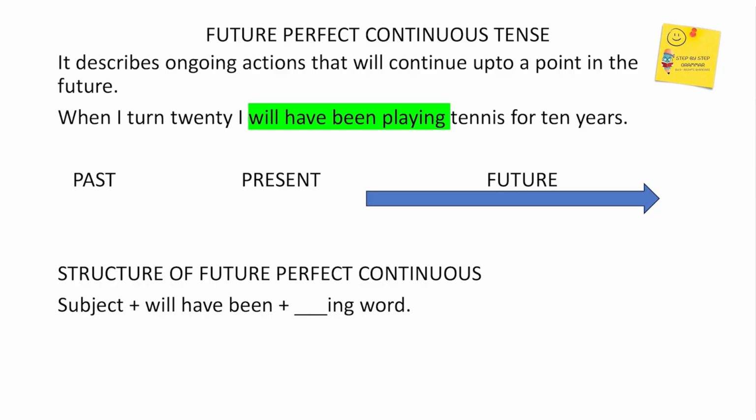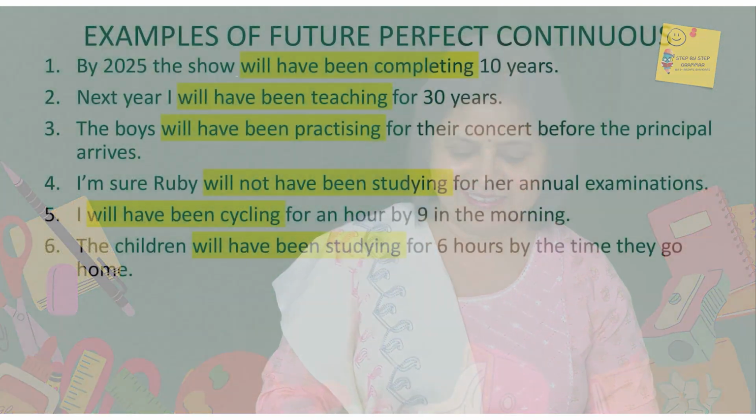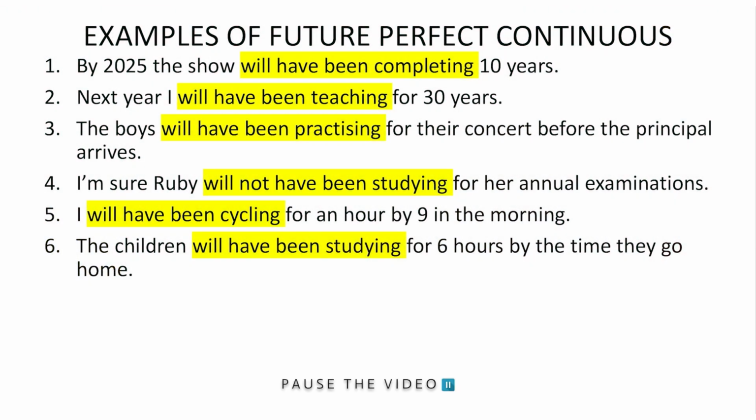And what is the structure of the future perfect continuous tense? It is the subject, again, no difference, whatever it is, plus will have been followed by the ing word. Let us look at a few more examples of the future perfect continuous tense. By 2025, the show will have been completing 10 years. So the others are there. Next year, I will have been teaching for 30 years, and so are the other examples.